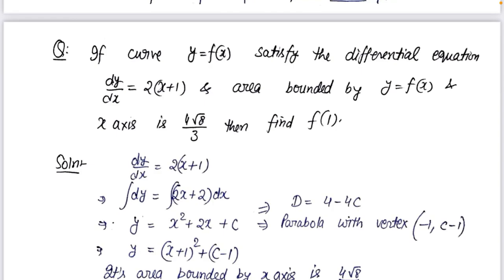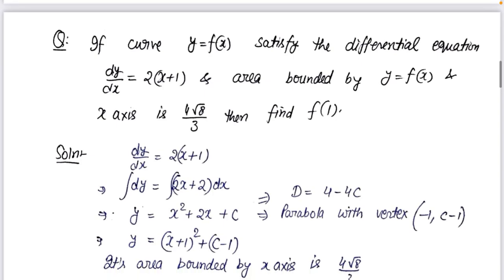So first of all, dy by dx equals 2x plus 1 is the differential equation. From there you can find y by solving this equation. So y is coming out to be x square plus 2x plus c. C is an arbitrary constant, and this is a parabola. The discriminant of this is 4 minus 4c. So the parabola vertex will be minus 1 comma c minus 1. So basically I can write this parabola as y equals x plus 1 whole square plus c minus 1.